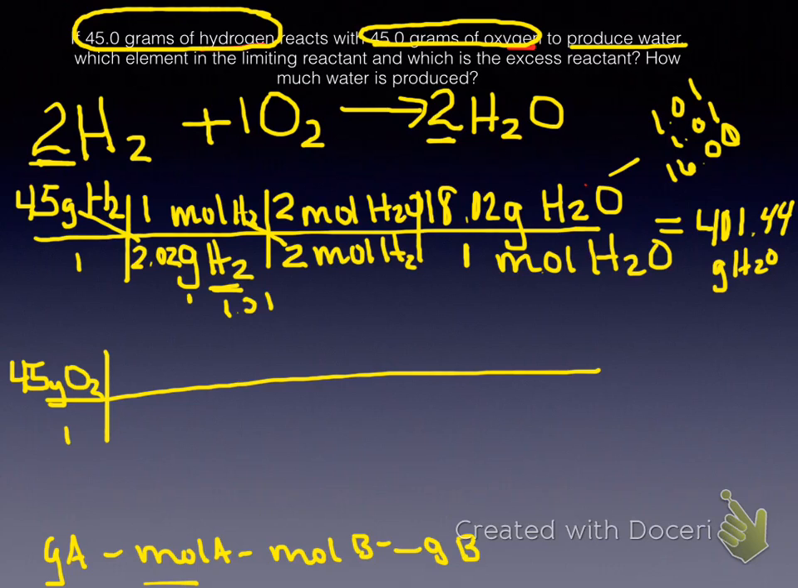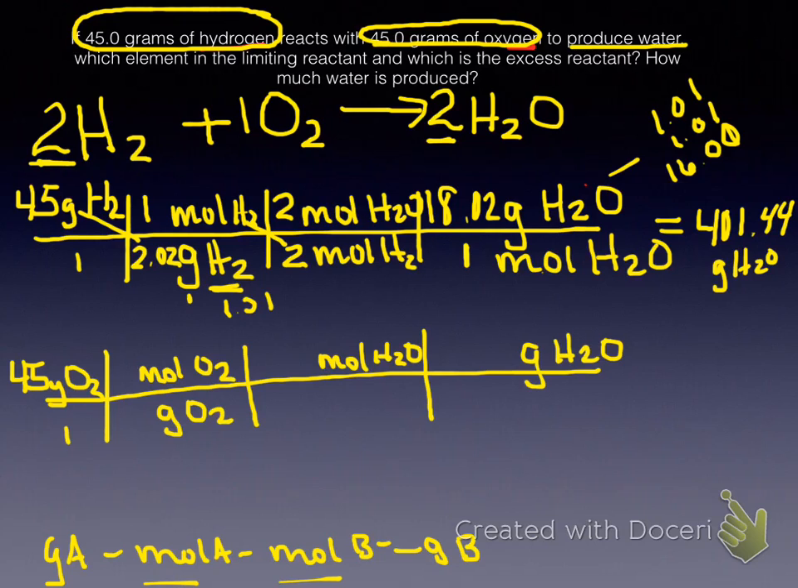Now I have to do the second problem with oxygen. I'm starting with 45 grams of oxygen. Again, a 3-step gram to gram problem. So let's see, I've got grams of A, oxygen. Now I need moles of oxygen. Then my mole map, I go to moles of B, moles of what I'm looking for, which again is water. And then finally grams of B, so grams of water. Now I bring my units down. Grams of oxygen, moles of oxygen, moles of water.